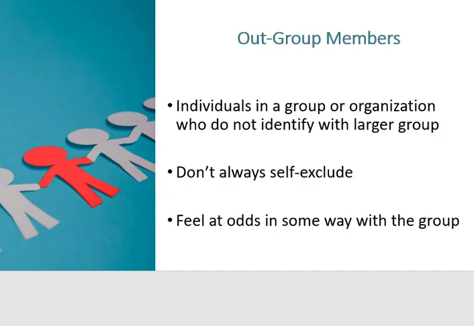An outgroup member is a person or a group of people in an organization or in a group who do not identify themselves as part of the larger group. Outgroup members are people who are distinct from the larger group in some ways. Outgroups are common, they're inevitable.